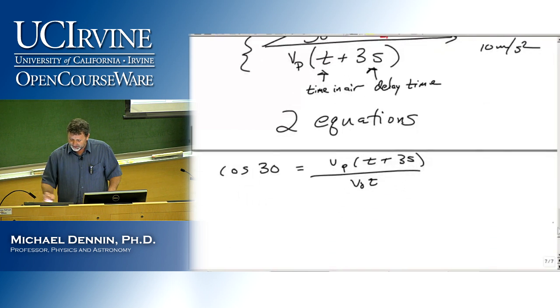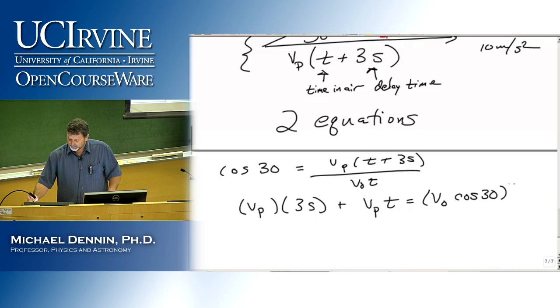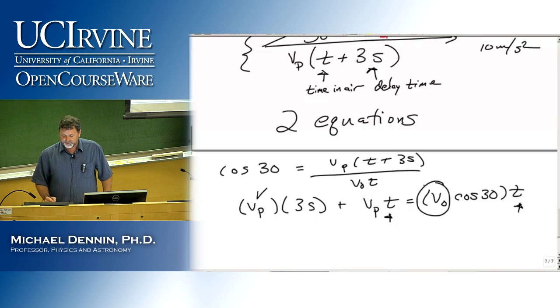Right? So that tells me that my velocity of my player times my 3 seconds plus the velocity of the player times t equals V naught cosine 30 times t. So if I can find t, since I'm given that, then I can solve for V naught.